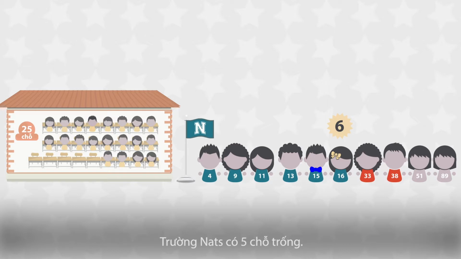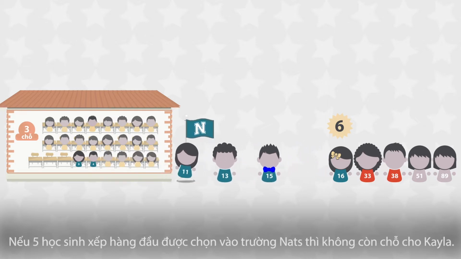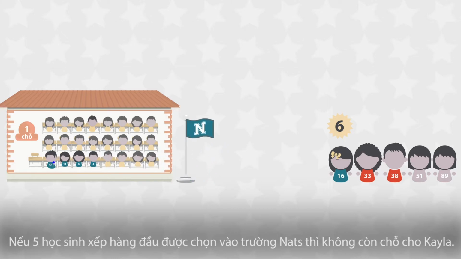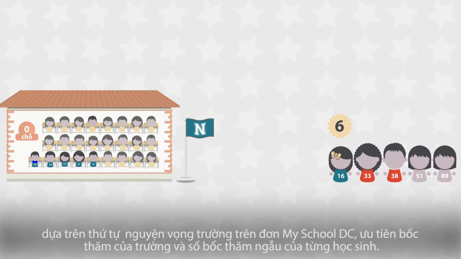Nat's school has 5 available seats. If the first 5 applicants standing in line are offered a seat at Nat's school, there is no seat available for Kayla. But no placements are final until everybody has received their highest ranked school possible based on how they ranked their schools on the My School DC application, their lottery preferences, and their random lottery number.